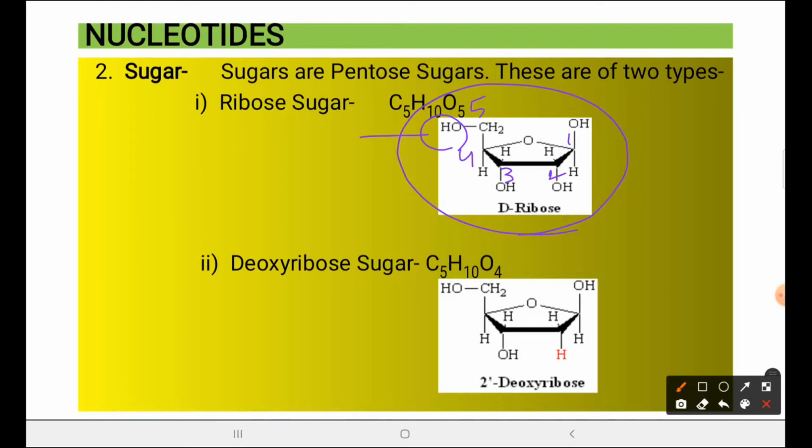Got it? Let me tell you another thing. To the first carbon atom, the nitrogenous base is attached. Whether it is adenine, guanine, cytosine, uracil or thymine depends on whether it is a purine or a pyrimidine.